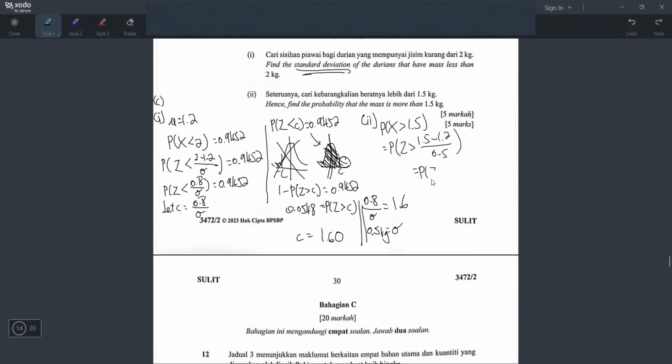And now you get P(Z bigger than 1.5 minus 1.2 is 0.3. Divide 0.5, 0.6. So now it's already Z bigger positive. Now you can tengok jadual. Okay, now when you tengok jadual, you will tengok luar, because you have the Z value.